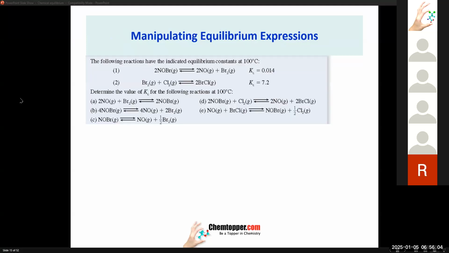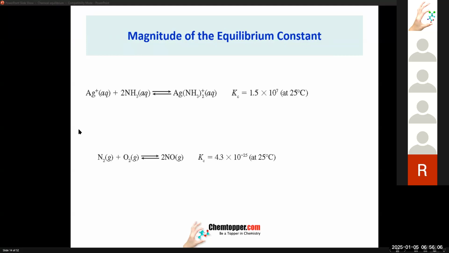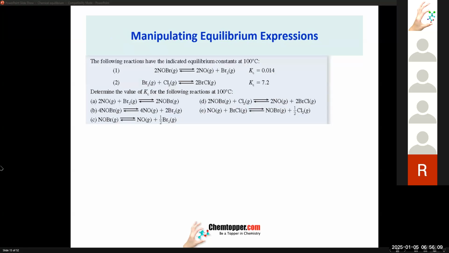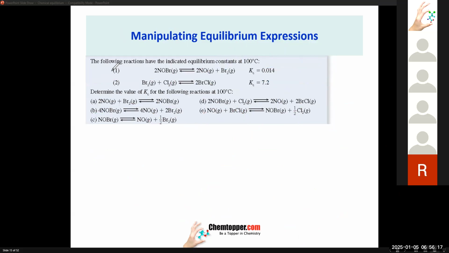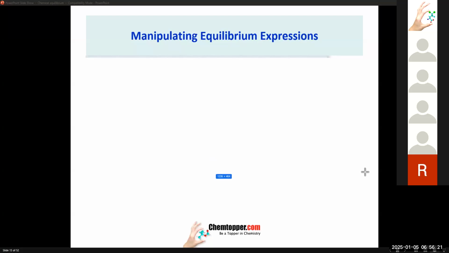Manipulation of equilibrium constant. Okay, sorry. Let's do it here. Do the correction in the spelling of manipulation. Earlier, I think I have written something wrong.